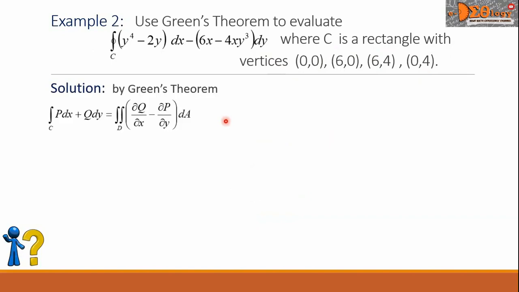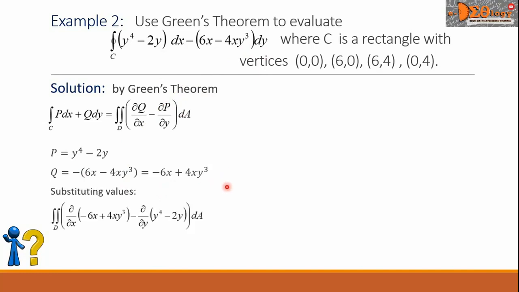We write the Green's theorem formula. Let us collect now the values of P and Q respectively. Let's begin with P. That is y raised to 4 minus 2y. That is the function with the dx. Then Q, the negative of the quantity 6x minus 4x y cubed. We include the sign in here. This is the function along with the dy. So we simplify this further into negative 6x plus 4x y cubed.